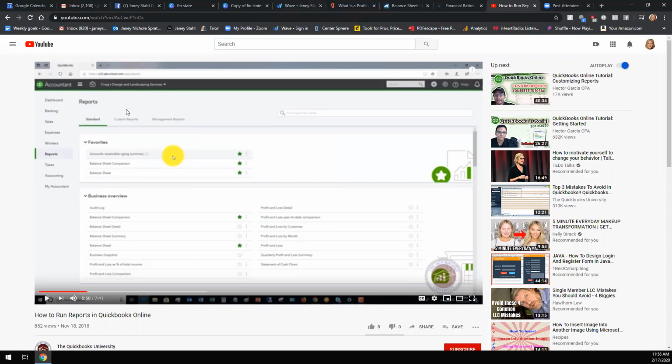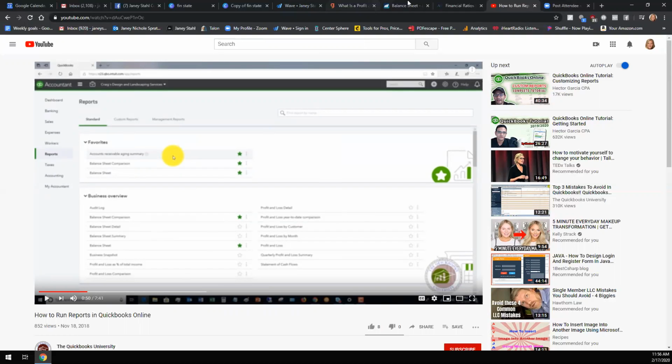So with QuickBooks, when you pull up QuickBooks Online, again, desktop is going to be very different from this, you're going to have your dashboard come up, and then you're going to have reports over here on the side. You may not have this favorites listed, but essentially you're going to have balance sheet detail and then profit and loss detail. I always think it's good to pull the detail.